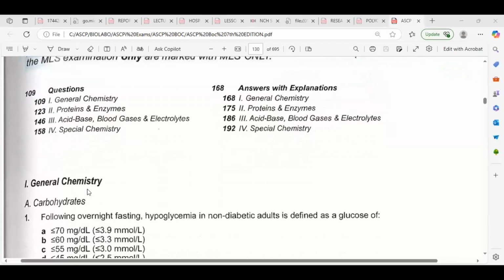So for special chemistry, we have special tests, including, for example, hormones. Okay, we can talk about therapeutic drug monitoring. You can talk about toxicology. So all those are included in special chemistry. So that is what we call special chemistry.